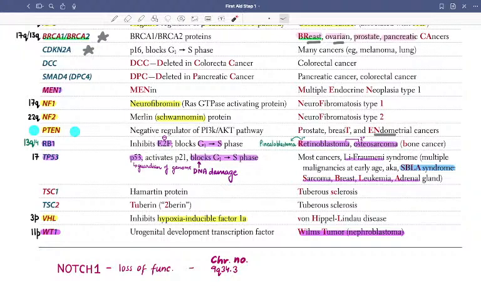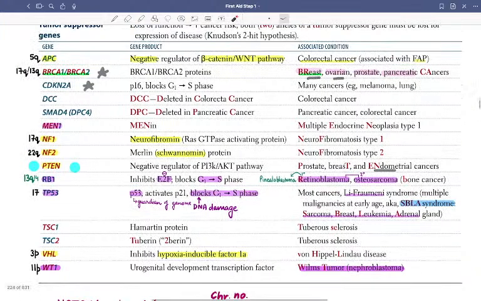If I had to recollect something about Wilms tumor, or nephroblastoma, we have to differentiate it from neuroblastoma. You have rosettes, certain rosettes that you have to see, small blue cells. Next is Notch1, loss of function, chromosome number 9q34.3. Chromosome numbers are not really required, but the name is.